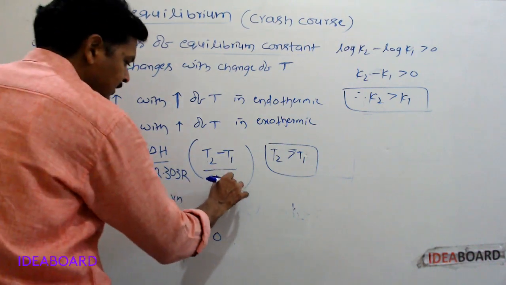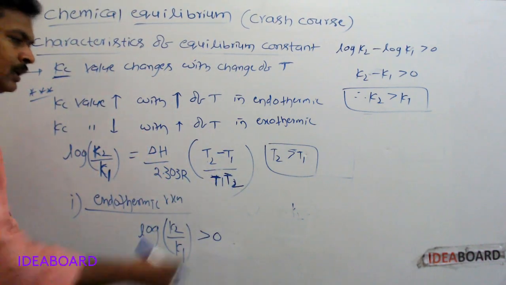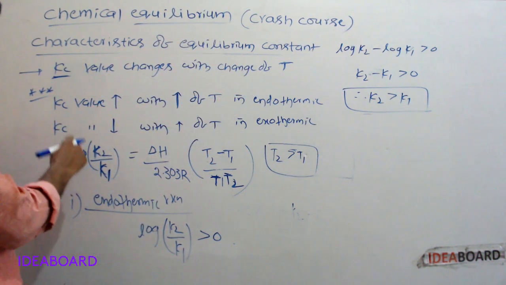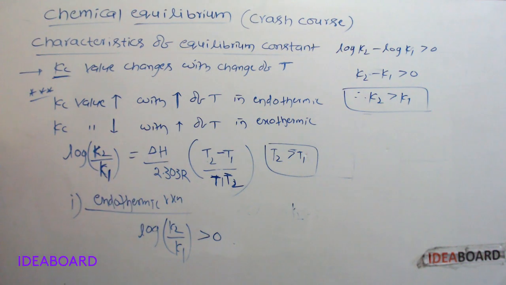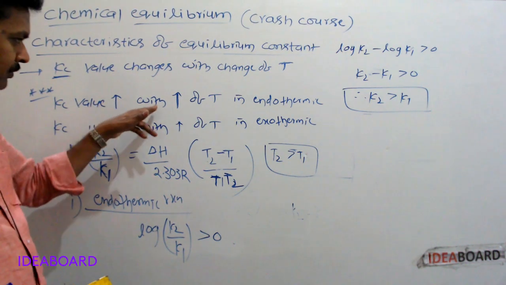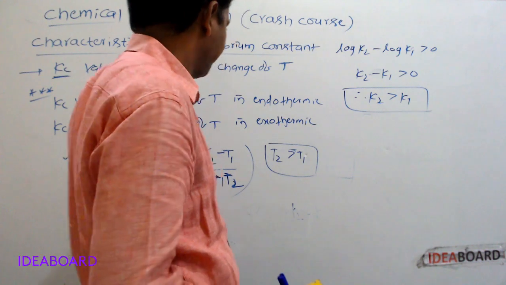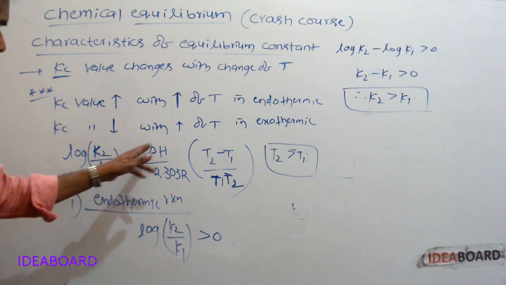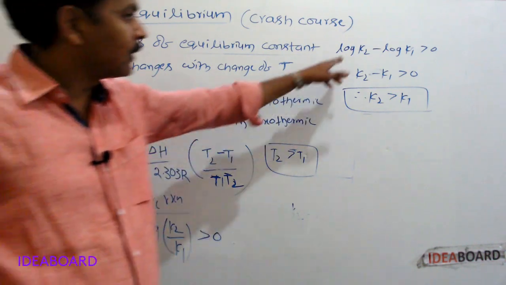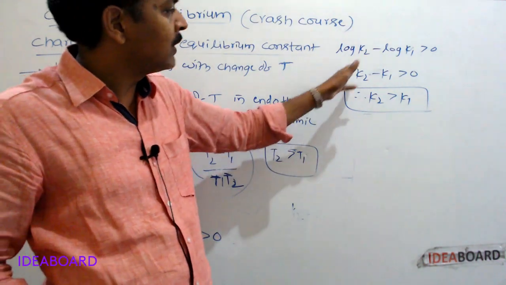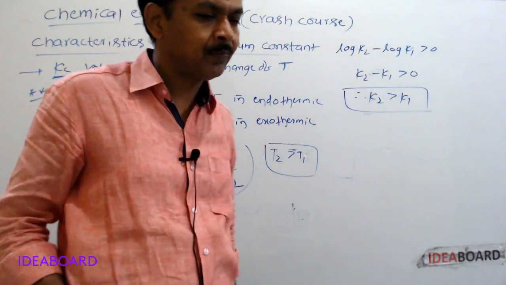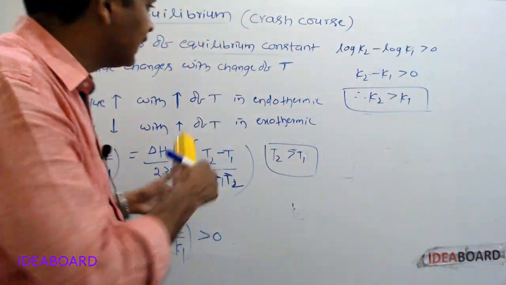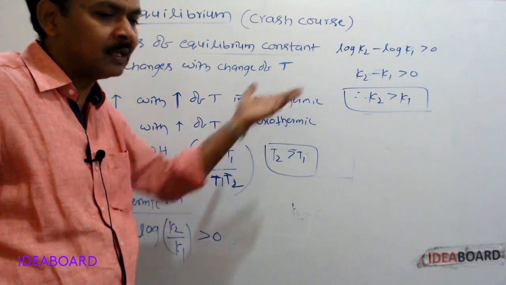K2 is the equilibrium constant at T2 Kelvin temperature, where T2 is greater than T1. If temperature increases, the equilibrium constant value increases. So Kc value increases with increasing temperature in endothermic reactions. We have this equation, and delta H is positive, meaning this value is greater than 0. Then log K2 minus log K1 is greater than 0, then K2 minus K1 is greater than 0. Therefore K2 is greater than K1, meaning the K2 value increases. By increasing temperature, the equilibrium constant value increases.